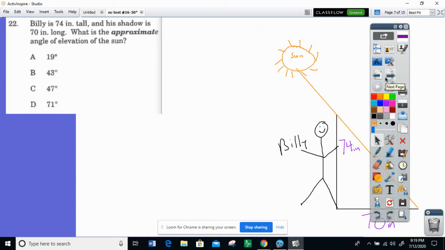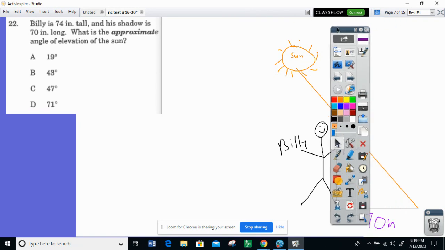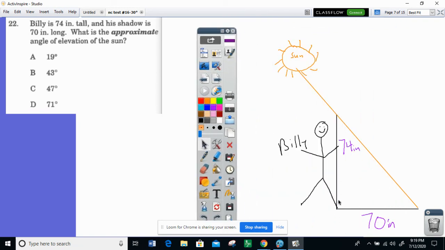All right, number 22. Billy is 74 inches tall. So here's Billy, that's his height, 74 inches. And his shadow down here along the bottom is 70 inches long. What is the approximate angle of elevation of the sun? Well, this angle right here is the angle that we're looking for. If we're assuming that Billy is standing straight up and down, sorry that he looks like such a ridiculous stick figure, then the angle that he makes with his shadow is going to be a right angle.